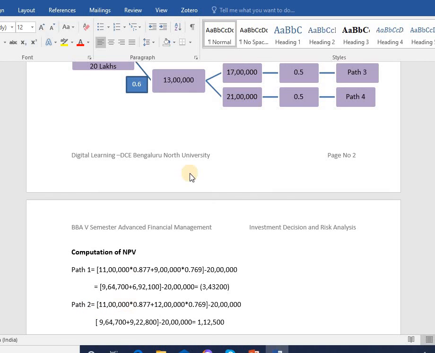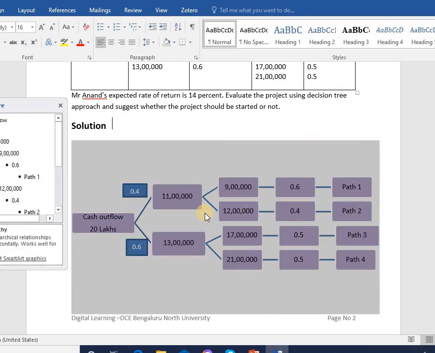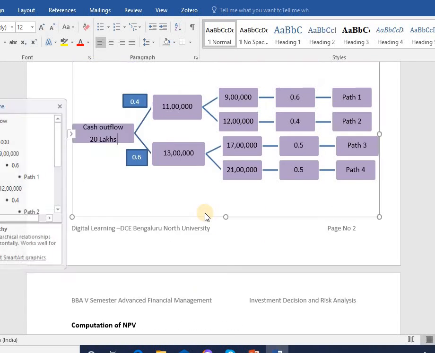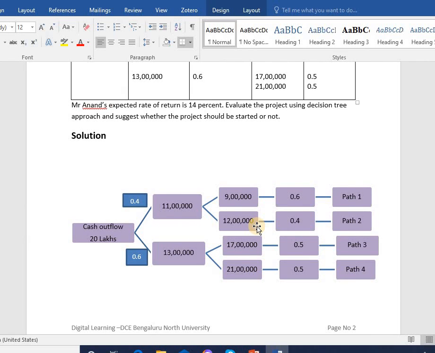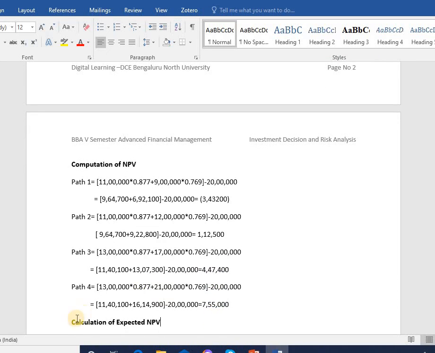The second path is the second branch: 11 lakh into the discount rate 0.877 and 12 lakh into 0.769, minus 20 lakh. There we get an NPV of 1,12,500. The third path is 13 lakh into 0.877 plus 17 lakh into 0.769 minus 20 lakh outflow, giving 4,47,400. The fourth path is 13 lakh into 0.877 plus 21 lakh into 0.769 minus 20 lakh, and we got 7,50,000.